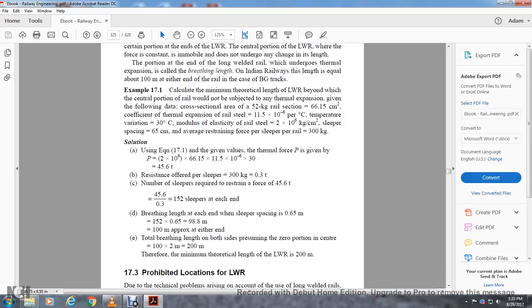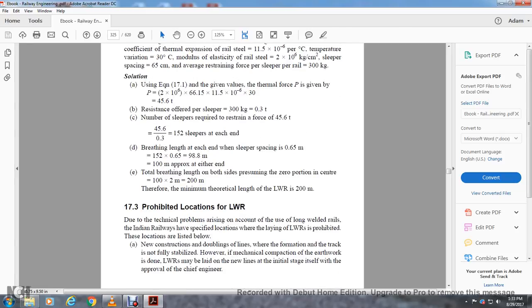Number of sleepers required to restrain the force of 45.6 tons is 152 sleepers at each end. The breathing length at each end, with sleeper spacing of 0.65 meters, is 98.8 meters, approximately 100 meters at either end. Total breathing length for both sides, presuming zero portion in the center, is 100 times 2, which is 200 meters. Therefore, the minimum theoretical length of the long welded rail is 200 meters.